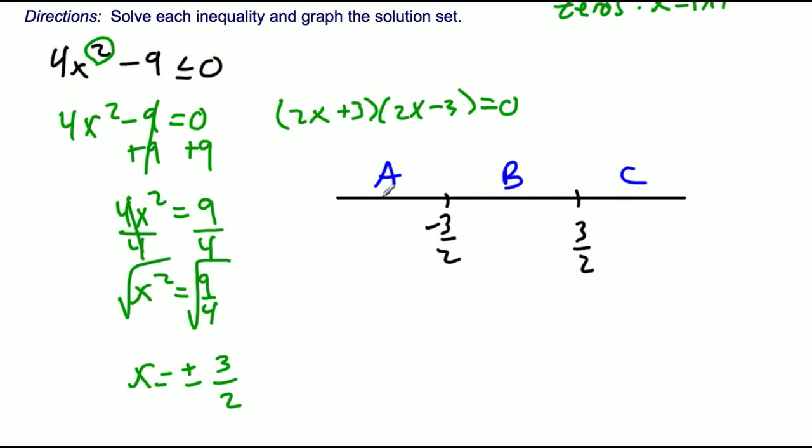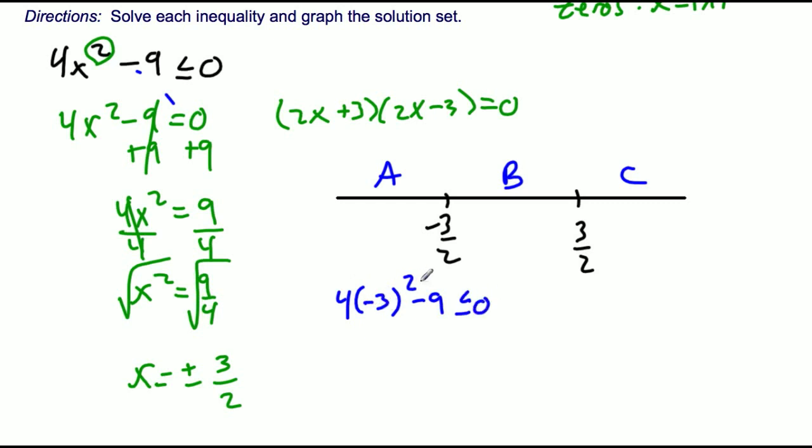So that's what we're interested in right now. Let's pick a number anywhere in here. Again, negative 3/2 is negative 1.5. It doesn't really matter what we pick here. Maybe we'll just pick negative 3. So I'm going to plug in negative 3 right here. 4 times negative 3 squared minus 9 is less than or equal to 0. Is that true or false?